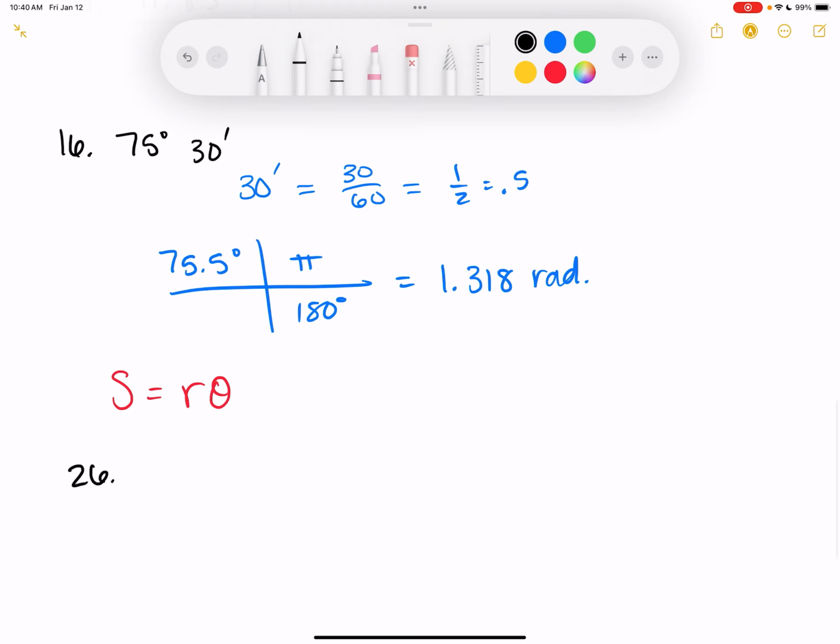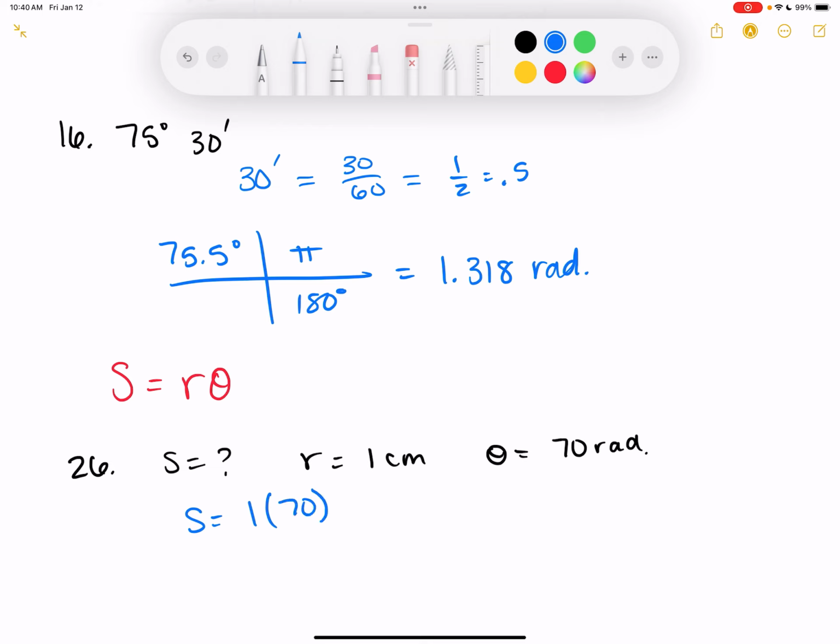26. They don't give us S. They give us R is 1 centimeter, and theta is 70 radians. So S equals 1 times 70. Man, it's a really tough one. So S equals 70 centimeters. And don't forget, units are essential on these ones.